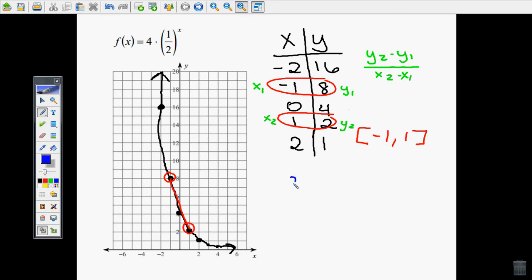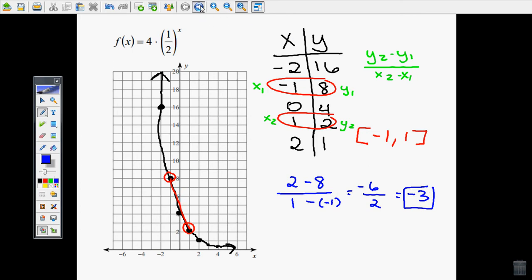So I'm going to plug it in. So y2 is 2 minus y1, which is 8, over x2, which is 1, minus x1, which is -1. 2 minus 8 is -6. 1 minus -1 is 2. -6 over 2 is -3. So the average rate of change right here is -3.